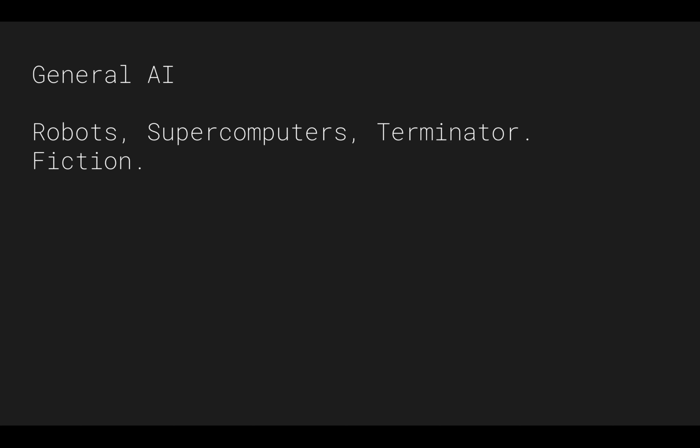So you might hear people talk about AGI, or general AI, and that's generally the concept of AI models becoming so smart they can take over the world, right? So that's robots, supercomputers, the Terminator. And quite honestly, from my perspective, that's fiction. We are very, very far off from that, and we've been very far off from that.